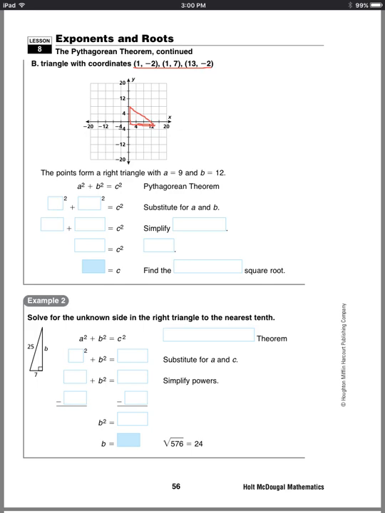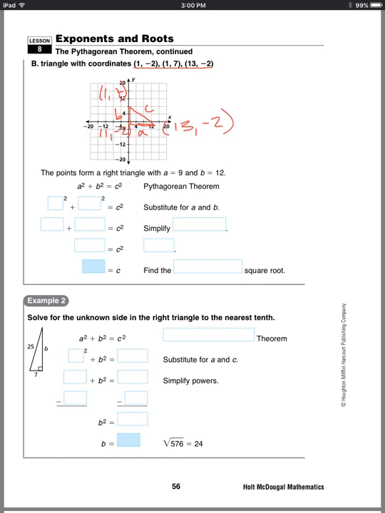So this is our C, our A, and our B. So this was 1, -2. This was 1, 7. And this was 13, -2. Now we have to see how long B measures and how many units A measures.